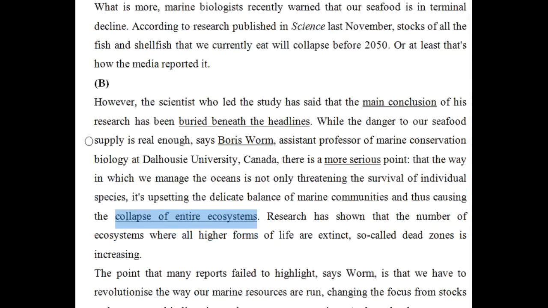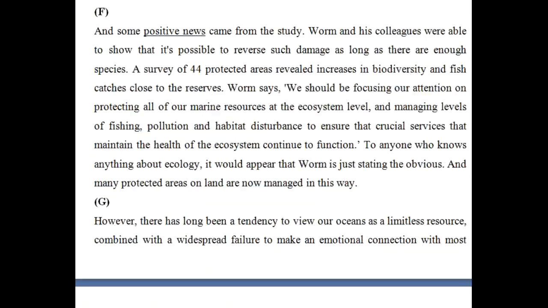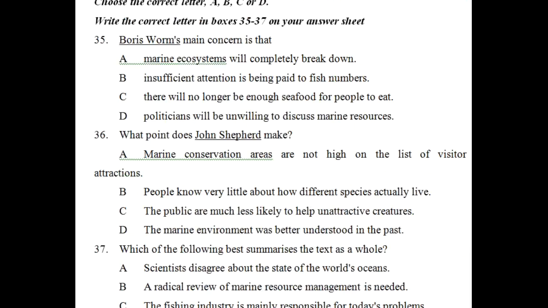Okay, fine. Let me go back to the question and find out the right option. He's saying marine ecosystems will completely break down. Yes, this is what he's saying. Insufficient attention is being paid to fish numbers. No. There will no longer be enough seafood, yes, but that is not the main concern, he said. Politicians will be unwilling, no. So A is the answer. The answer has been given in the end, but right now I'll tell you that A is the answer. Fine. Let's move to the second question.